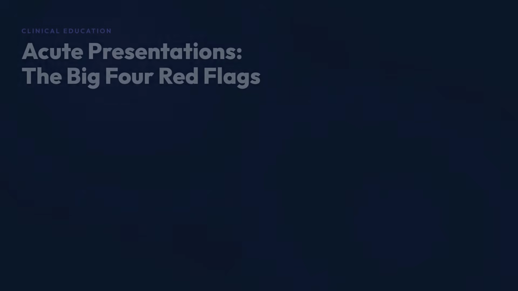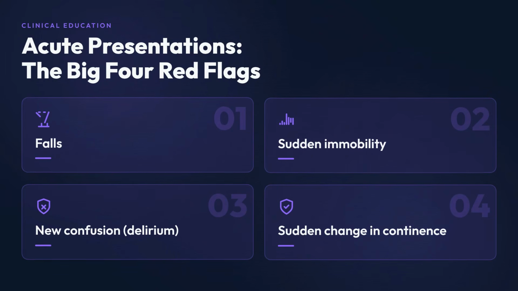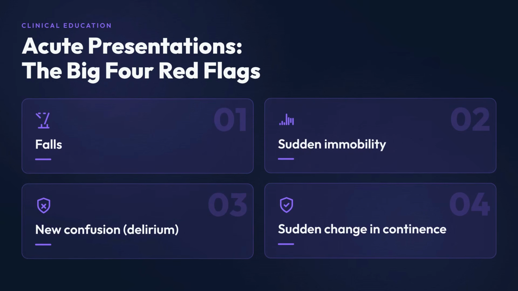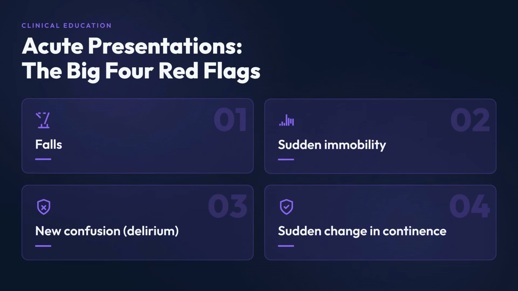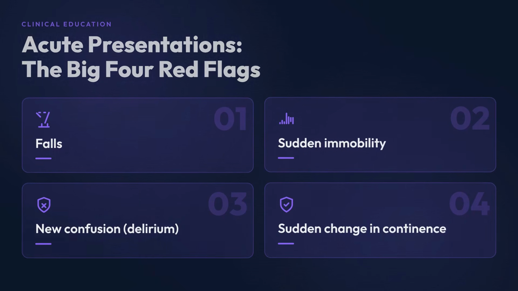We must also monitor for functional decline. This involves observing how a patient manages their activities of daily living, or ADLs. If dressing, bathing, or moving independently is becoming increasingly difficult, it suggests their functional reserves are nearing a threshold. In acute settings, be vigilant for the big 4 red flags: sudden immobility, new or worsening confusion, which could be delirium, recent falls, and sudden changes in continence. These frailty syndromes often hide the true underlying cause of illness.